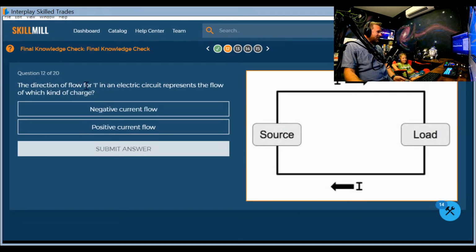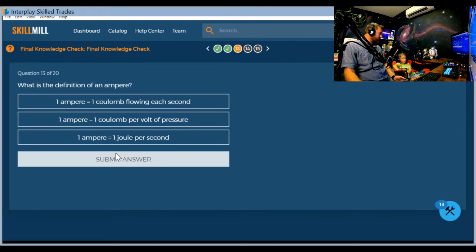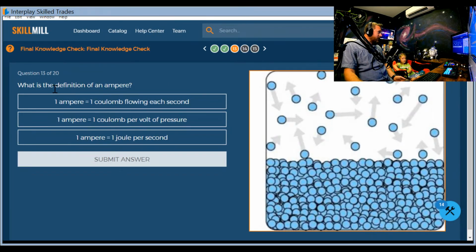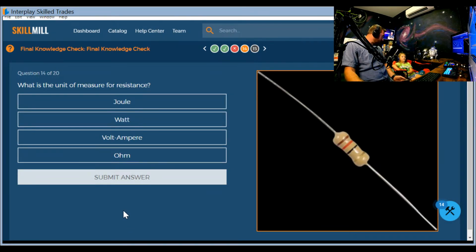The direction of flow for I in an electric circuit represents the flow of what kind of charge? You told me they have. Positive. I know the word positive. What is the definition of an ampere? What does that say? I guessed on that one and I guessed wrong.